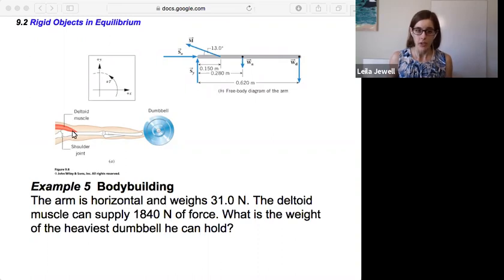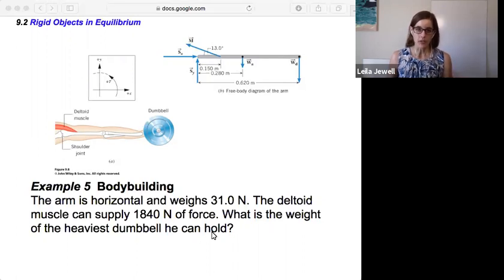The deltoid muscle is one force acting on the arm. That muscle is able to pull because muscles contract. And that's what's shown up here. M for muscle is pulled at an angle of 13 degrees. So it's not exactly horizontal, definitely not vertical.